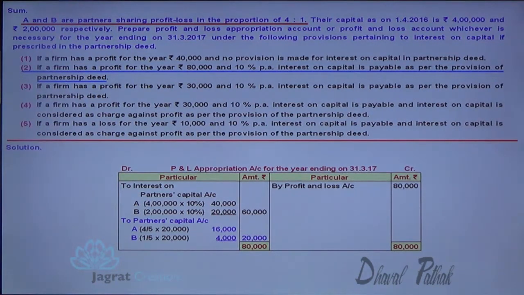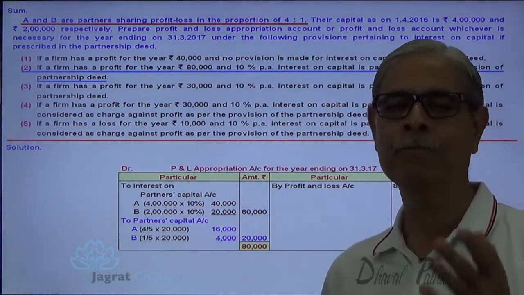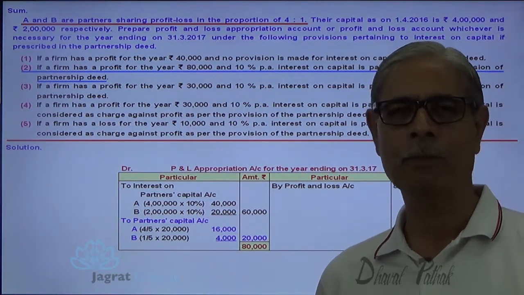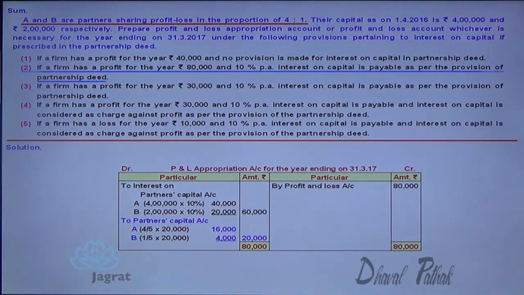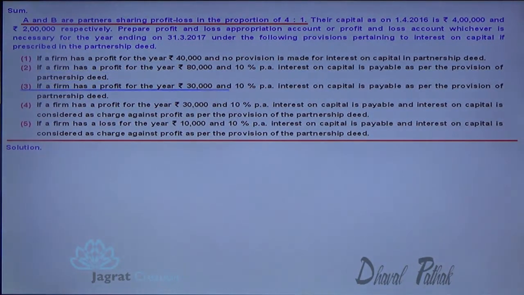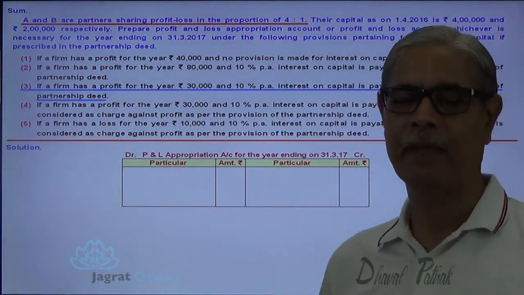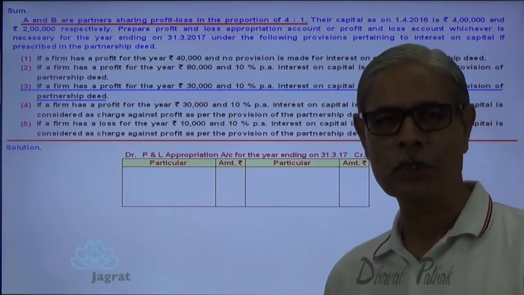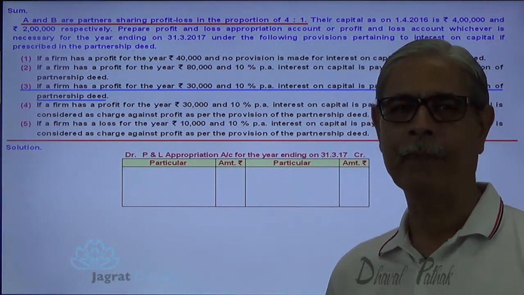Here profit is sufficient to pay the total amount of interest on capital. So interest on capital is paid as agreed, and whatever profit is left thereafter is distributed amongst partners in the ratio of profit sharing. Now let me switch over to the third option. In the third case, profit is 30,000 and interest on capital payable is 60,000. So profit is short.